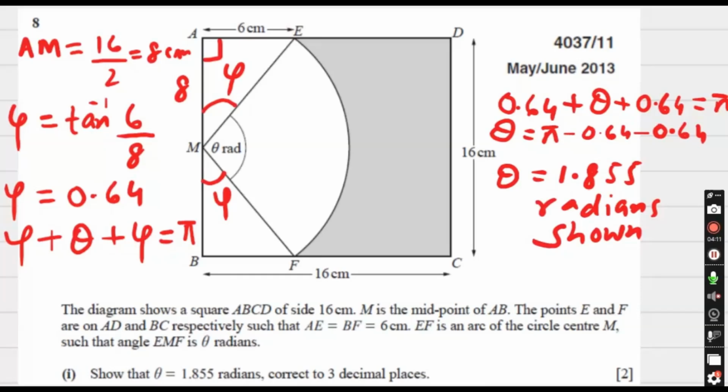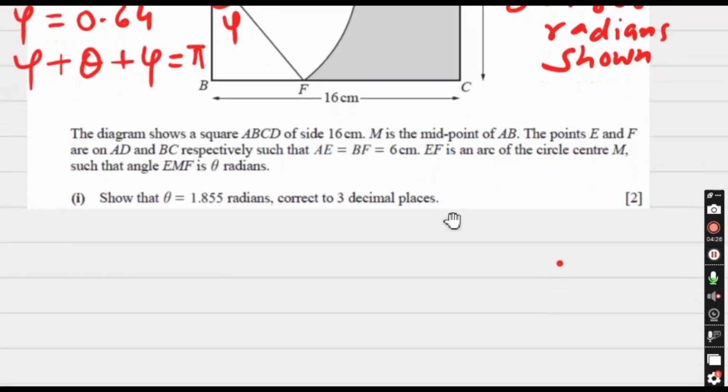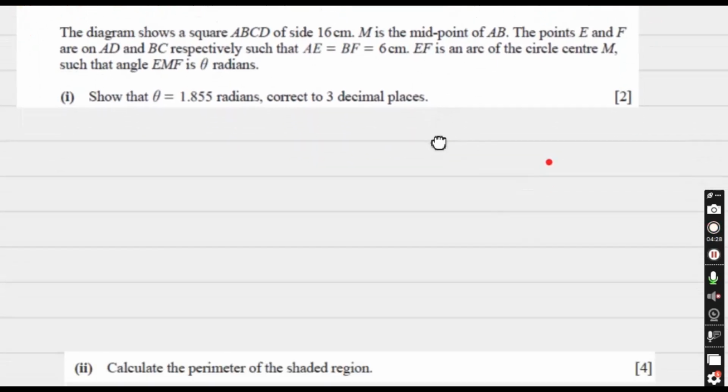This is the requirement of part number 1: show that theta is equal to 1.855 radians, correct to 3 decimal places. Now we have to move to the next part. What is the next part?